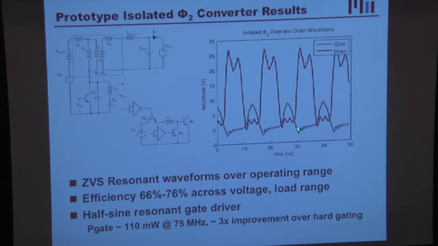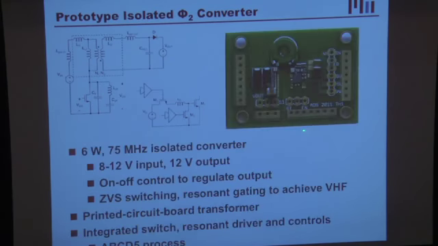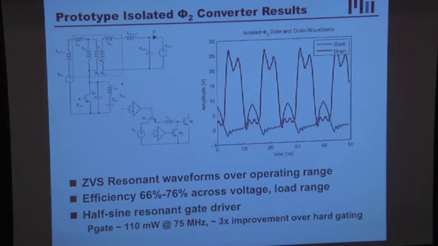Here you can see the resonant gating. This is at 75 megahertz, so this is the half-sine resonant gate drive. So we dissipate about 1/3 of the gating energy that you would if you tried to hard gate this. Here you can see the soft switch resonant format. The transistor voltage here is approximately a square wave, like it would be in a conventional topology, but it rings down naturally to 0 voltage so we can turn it on, and that's what enables us to get to this very high frequency.